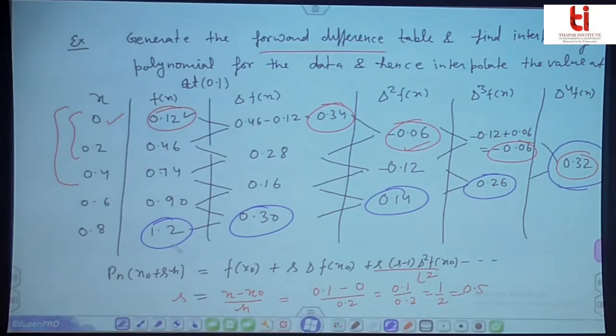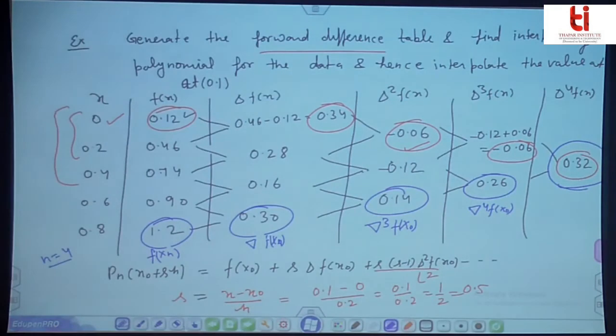So this is the value of del of f x0, this is the value of del square f x0, this is the value of del cube f x0, this is del 4 f x0. Sorry, I have made a little mistake. This is only f x0, f of xn. For the backward formula, we are using f xn. What is n here? 0, 1, 2, 3, 4. So n is here 4.